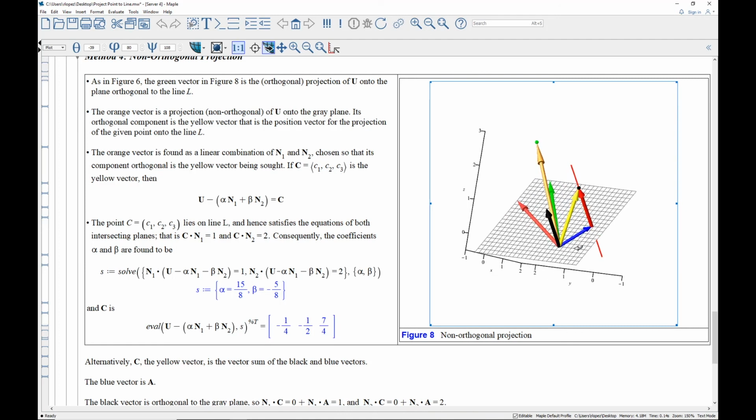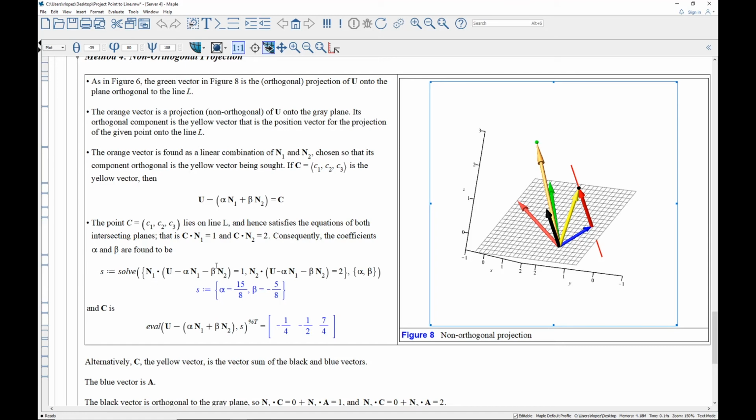Now, how are we going to make that happen? What conditions can we apply to C? Well, this vector points to the projection point on the line. So it's got components C1, C2, C3. If I dot that vector with N1, I get the left-hand side of the equation of the first plane, and that has to equal 1. And if I dot this with N2, I should get the number 2. So that's how I'm going to compute alpha and beta.